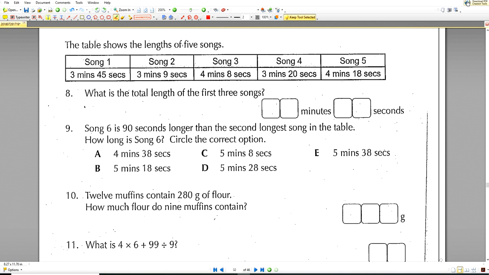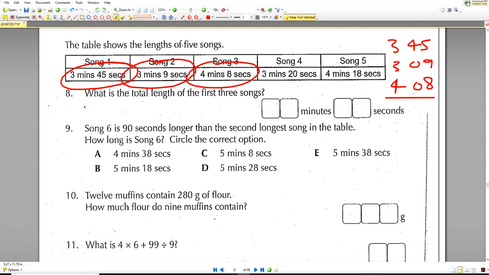Question number 8. The table shows the length of 5 songs. What is the total length of the first 3 songs? So we need to add up these times: 3 minutes 45, 3 minutes 09, and 4 minutes 08. We have 45 add 9, that will give you 54, 54 add 8, that will give you 62. 4 add 2 is 6, 3 add 3 is 6, 6 add 4 is 10.